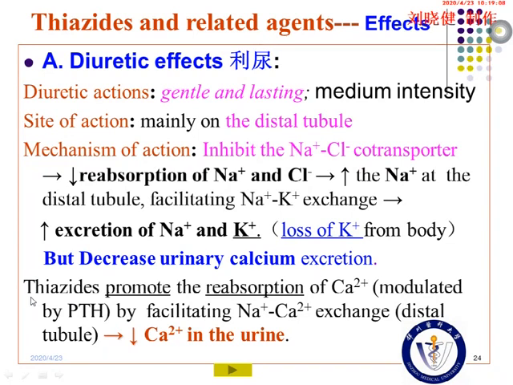The mechanism is this: thiazides promote the reabsorption of calcium by facilitating sodium-calcium exchange at the distal tubule. This process is modulated by PTH, parathyroid hormone. Thiazides promote this process of reabsorption of calcium ions. So these drugs can decrease the concentration of calcium in the urine. This is contrary to loop diuretics. Loop diuretics promote calcium excretion, so they increase the calcium concentration in the urine.